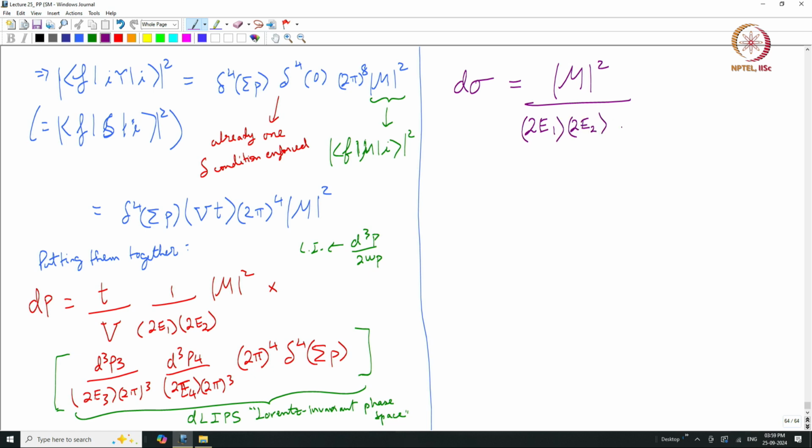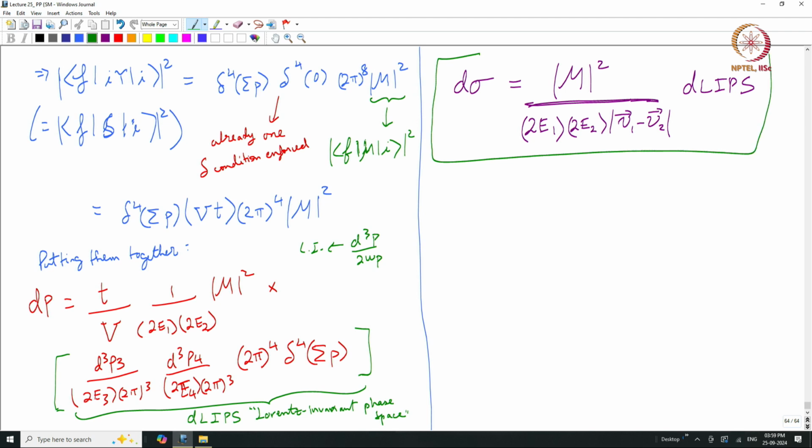2e2 goes for a ride, and crucially we have a relative velocity in the denominator. Cross section intrinsically contains a relative velocity in the denominator because that accounts for the flux. The slower the particles move towards each other, the larger the cross section, the more time they spend with each other. That is what this captures, multiplied by dLIPS. Okay. That is our master equation for scattering, for 2 to 2 scattering.